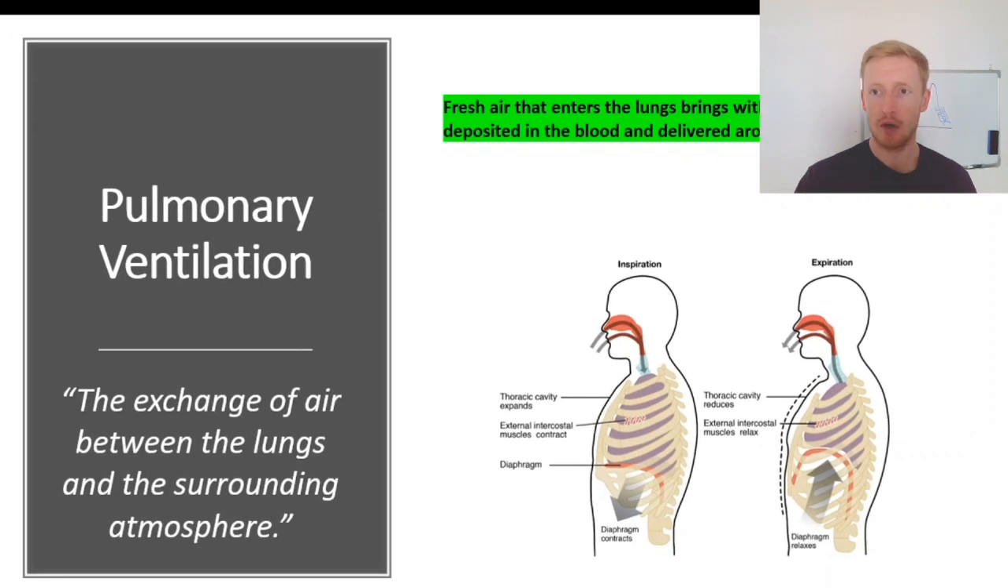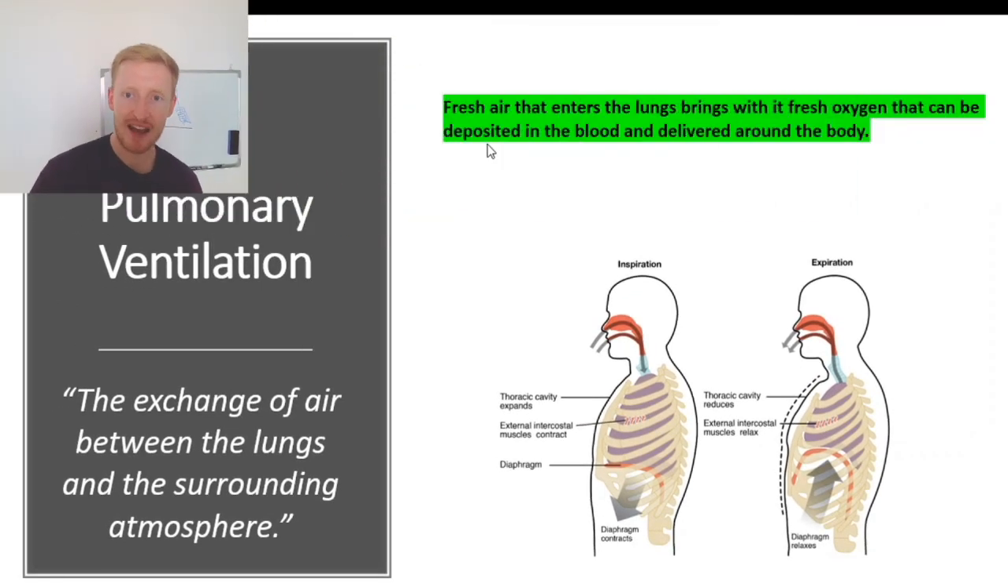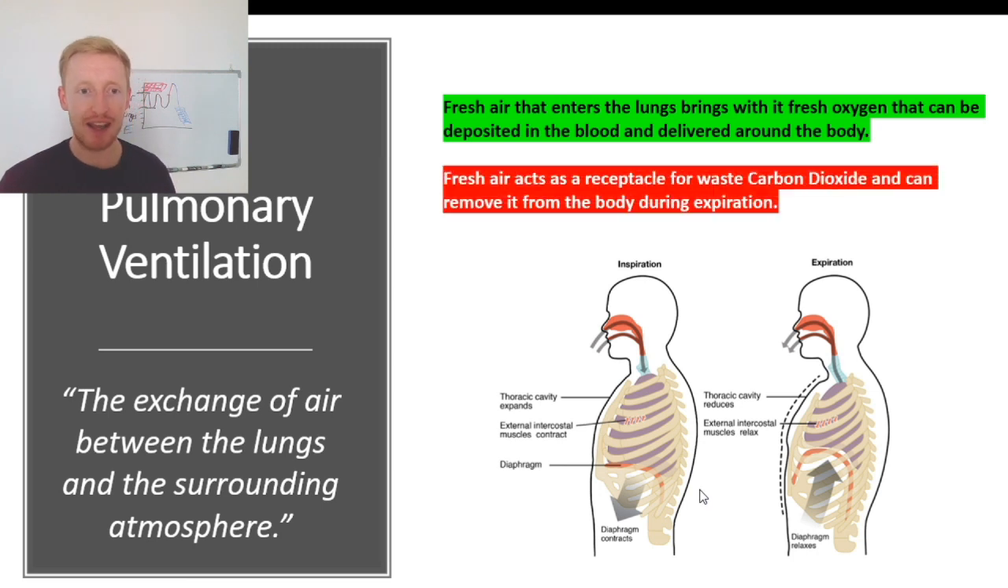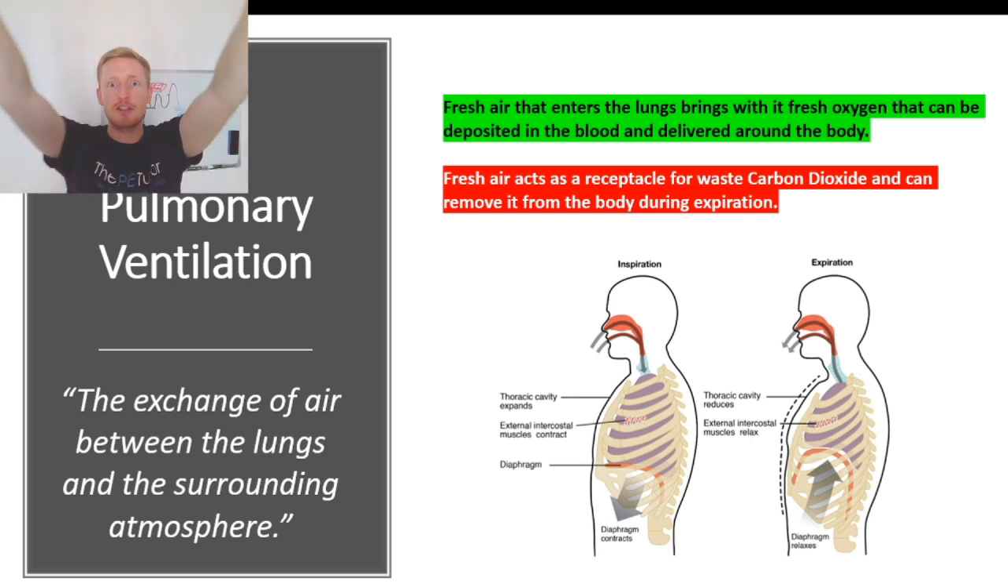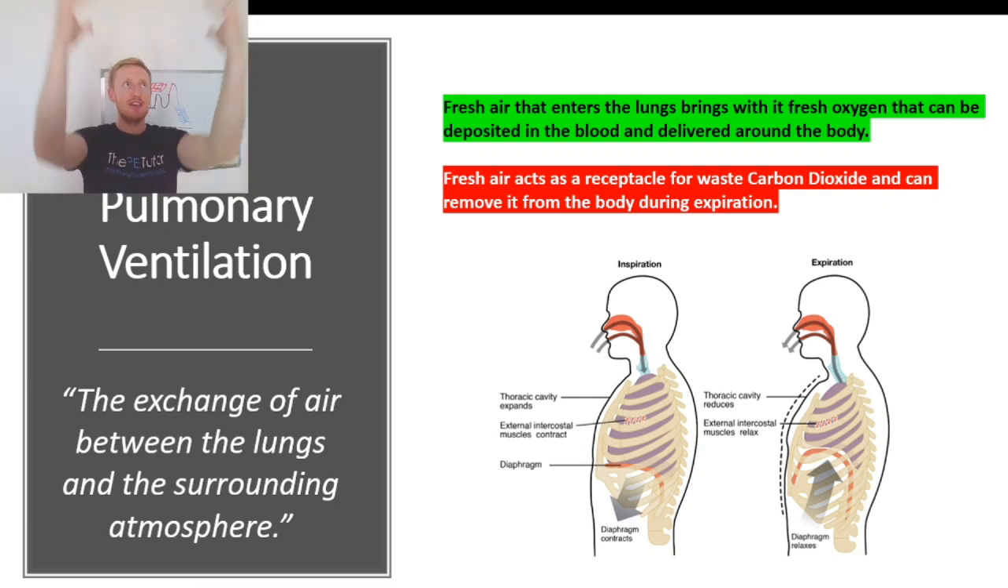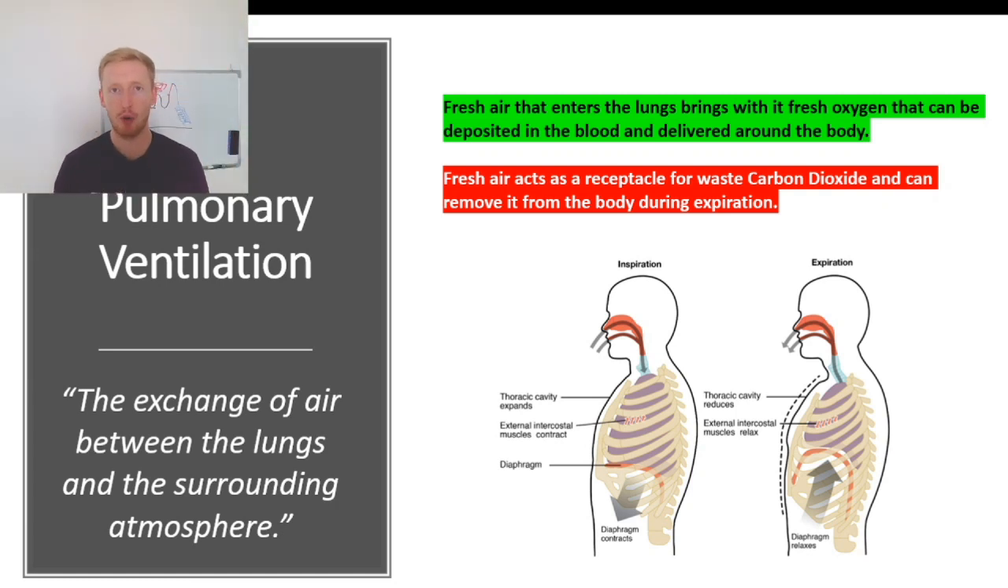I'll move myself across here. So fresh air enters the lungs, and inside this batch of fresh air is where we get our oxygen, and where we can dump the CO2 that we've been producing inside our body. So it's a carrier. It's almost like a bus comes in, drops off some passengers, picks up some new ones and then takes them away again. So we need to be able to get these volumes of air in and out of our body all the time, when we're resting, exercising, and recovering, because it supplies oxygen and removes CO2.